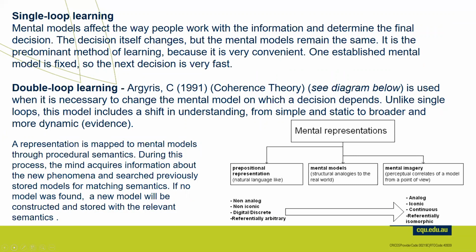information means. If a decision changes, the mental model stays the same, which is the prominent method of learning, okay? Because it's very convenient. Once an established mental model is fixed, the next decision is very fast. Double loop learning, it's what we call coherence theory, where the mental model and the decision change the actual model itself. So it's really important to understand the differences there.